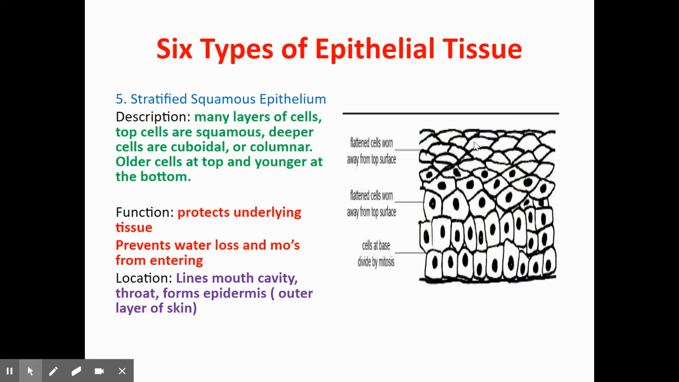So function-wise, it makes sense that this particular tissue forms your skin because your skin is exposed to all kinds of things. It's exposed to heat, it's exposed to cold, it's exposed to sunlight, it's exposed to things scratching up against it. So because we have these multiple layers, that actually helps to protect the underlying tissue. If it's cold, if it's hot, exposed to the sun, things scratching against your skin, it has these multiple layers to protect it.